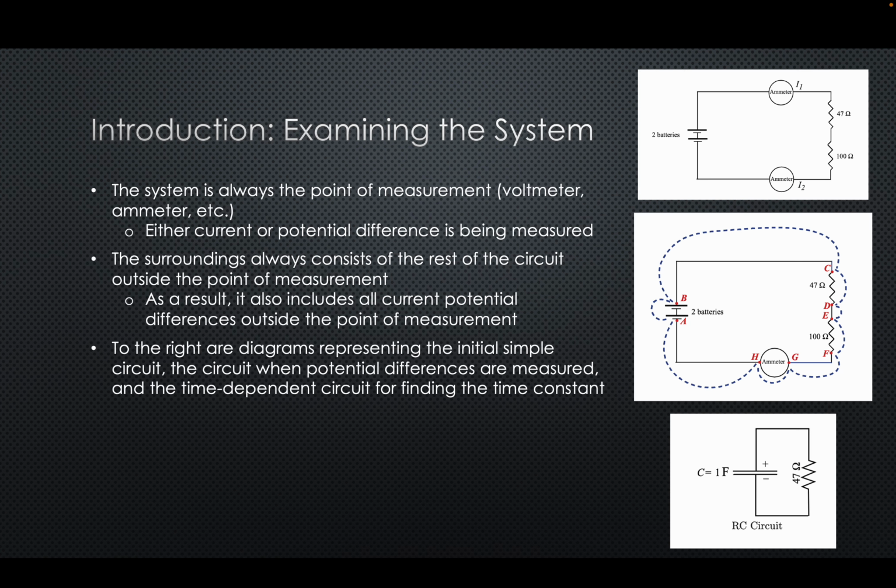So here are some basic diagrams of the system. The top one shows the original simple circuit, which just involves measuring voltage across different parts and current. And then the blue lines in the figure below it show between which points the potential was measured. So for example, the potential difference was measured between points A and B, B and C, C and D, and so on. And then at the bottom you can see the model of the circuit used to determine the time constant near the end.